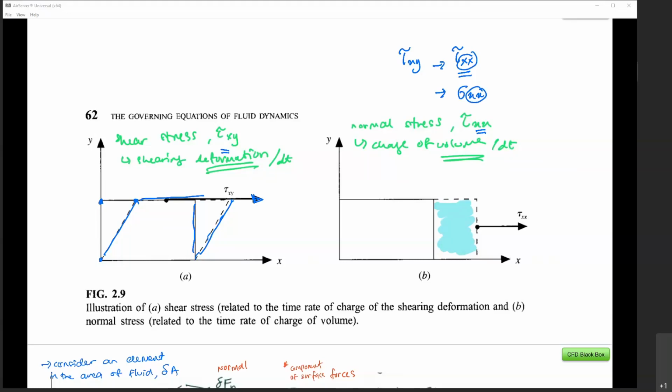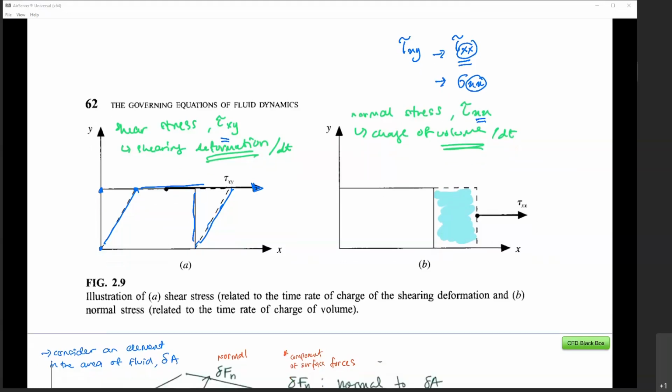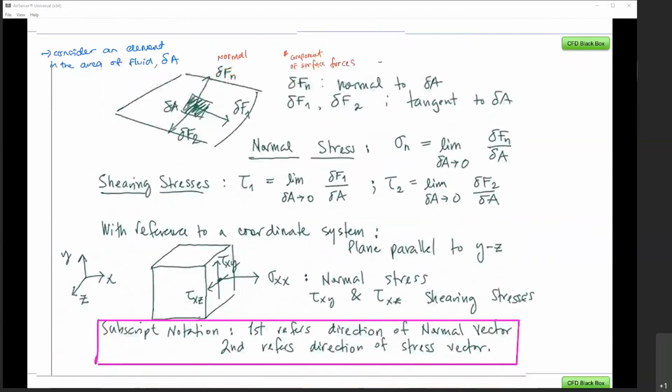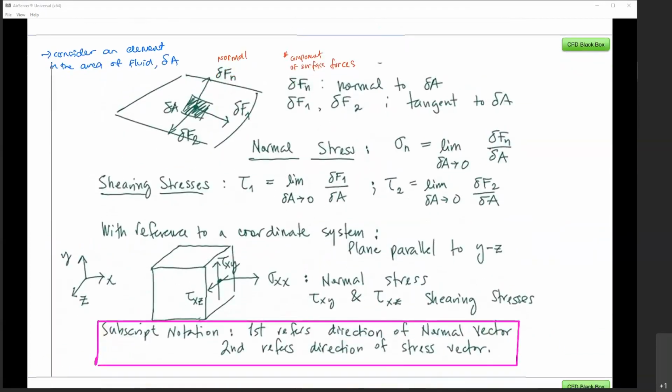For sigma, it relates to the change of volume. It's not shearing, so it is normal to the elements. It involves the change in volume. So that's the difference between shear and normal stress. All right. Now, if we consider an element in the area of the fluid, let's say dA, which is a very small element of area of the fluid, we are going to have the following forces.